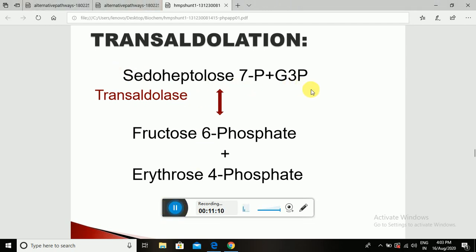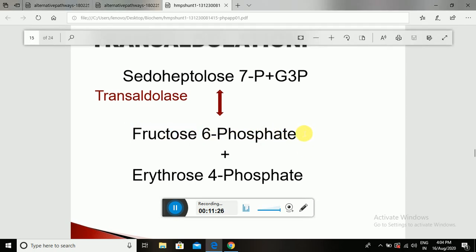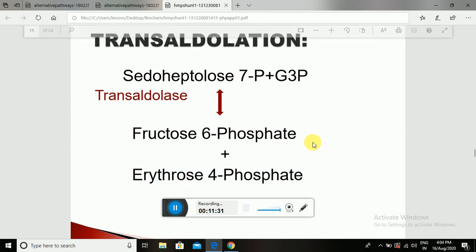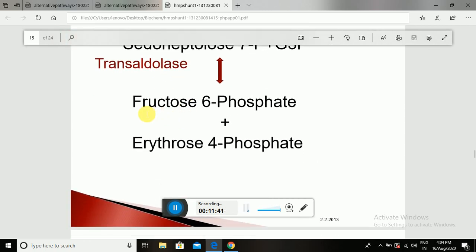Then transaldolation. Sedoheptulose 7-phosphate plus glyceraldehyde 3-phosphate, when reacted with one another with the help of the enzyme transaldolase, can form fructose 6-phosphate plus erythrose 4-phosphate. Fructose 6-phosphate is a ketonic sugar and erythrose 4-phosphate is an aldehydic sugar.